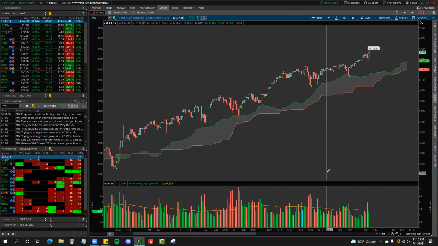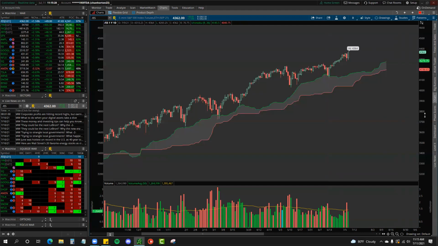So the way that we're going to use this, guys, is if we take a look at this year for the overall market, whenever we start to near this daily cloud, we know this level is here.